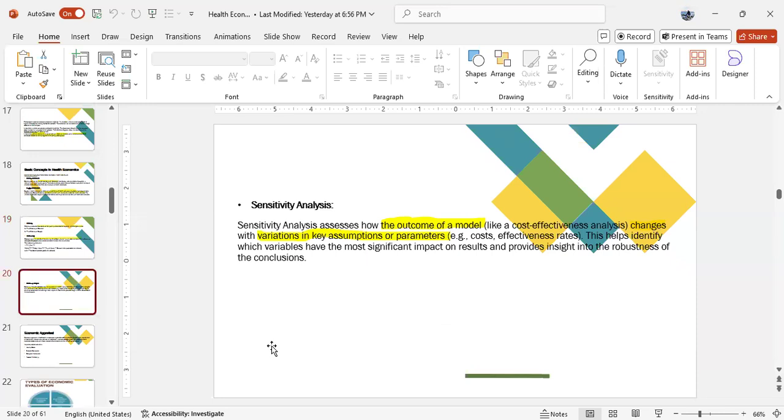Sensitivity analysis. Sensitivity analysis assesses how the outcome of a model, like a cost effectiveness analysis, changes with variations in key assumptions or parameters. Example given: cost effectiveness ratio. This helps identify which variables have the most significant impact on results and provides insight into the robustness of the conclusions.